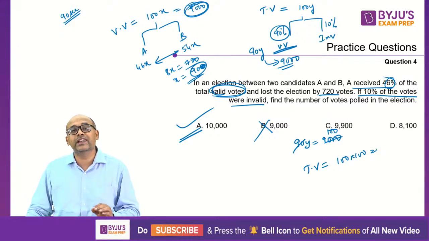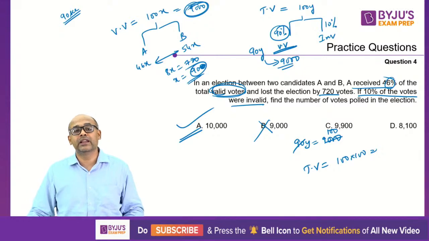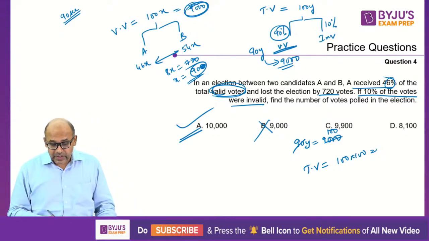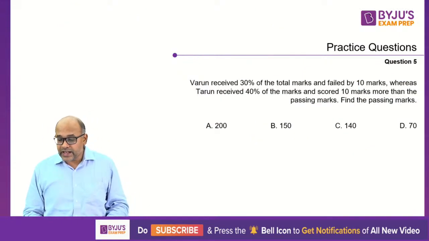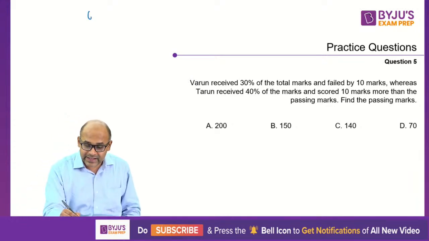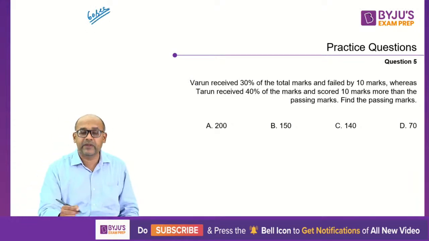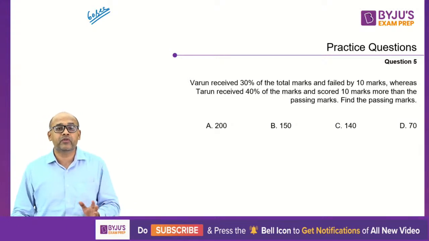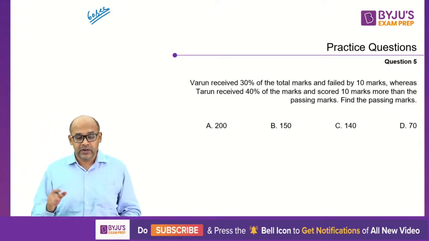The 9,000 that you got is 90% of the total votes, which means the total votes should be 10,000. Okay, let's move on to the next question. This is again a very simple one. 60 seconds is the time for you. Very similar to the previous question. If you understand the previous question, you should be able to answer this. Your time starts now.